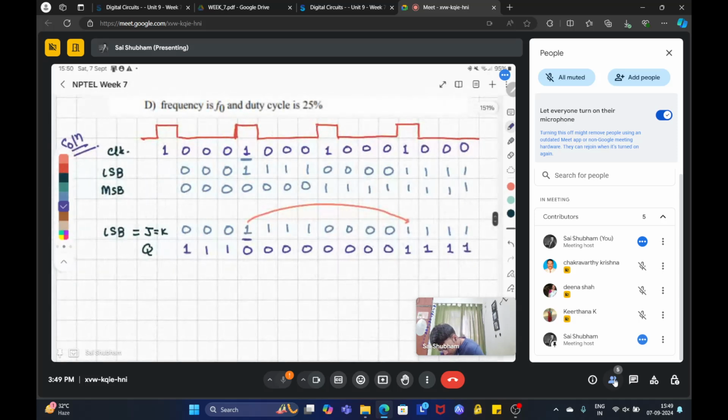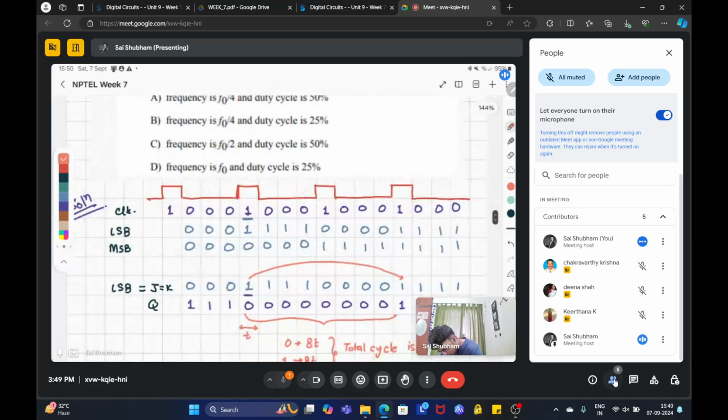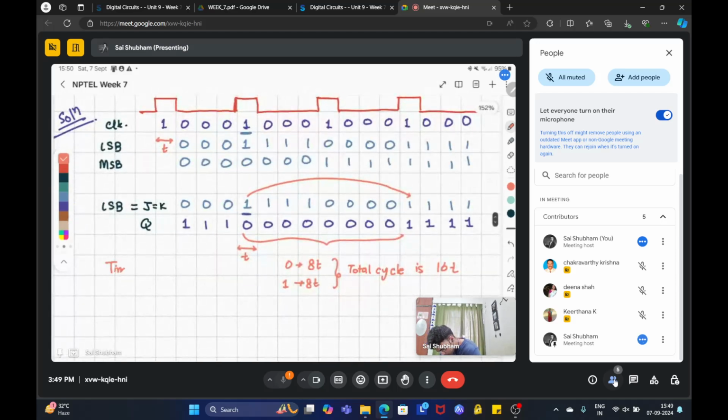So you can see that this 0 is for about, suppose this time we consider t, so 0 is for 8t, 1 is for 8t, so the total cycle is 16t. Okay. If you look at the clock, this one block was t, so the time period of clock is 4t, because after 4 blocks it repeats.